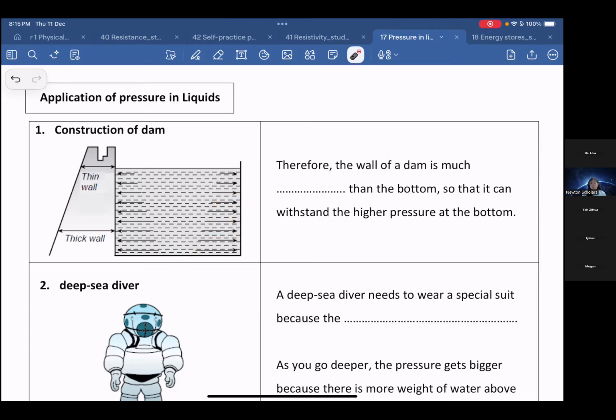So it increases. When we want to build a dam, please make sure you design a thick dam. At the bottom part, it will be thicker. The wall of the dam is much thicker at the bottom, so that it can withstand the high liquid pressure. We need to build the bottom part thicker because it goes deeper, the depth increases, the pressure increases. So we need a thick wall to withstand the pressure.